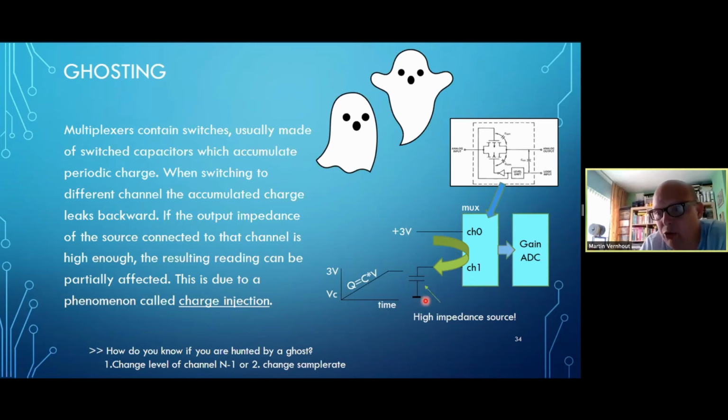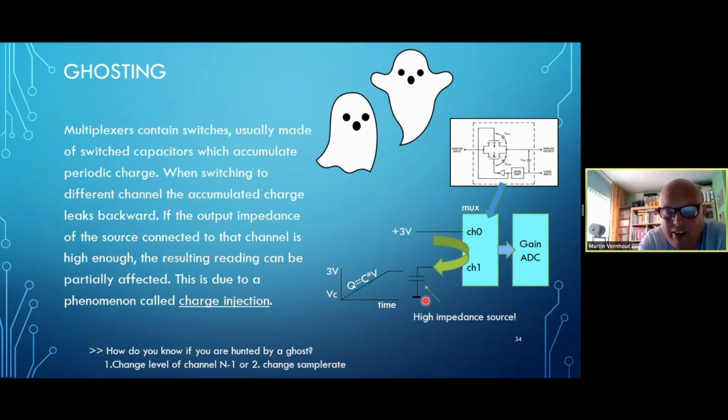Normally you drive an analog digitizer with a low impedance source. So it's a strong voltage which is reflecting what you have measured, probably by adding an op-amp, a buffer, or something like that. But if you happen to measure high impedance sources, ghosting becomes apparent, and there are some ways that you can find out if you are suffering from ghosting. So how do you know if you're haunted by a ghost?